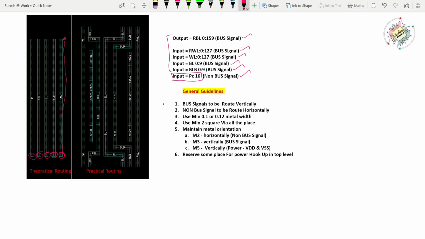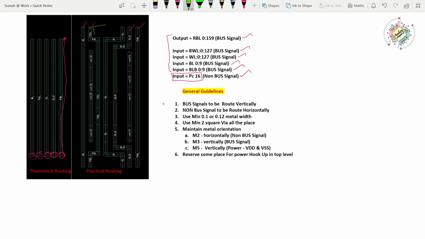So I have my first signal; this is a bus, RBL is a bus, BL is a bus, BLB is a bus and RW is a bus. The reason why I have created some bending of the metals here: you can clearly see some of the metals are bent. It's not directly routed as a straight line because, as I told you, we need to route the areas very tightly since we don't want to waste area.